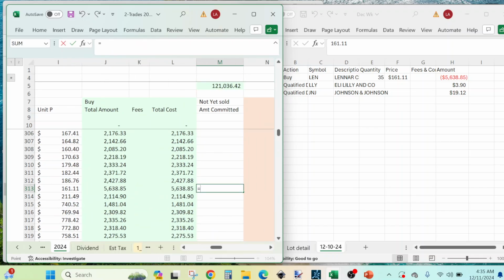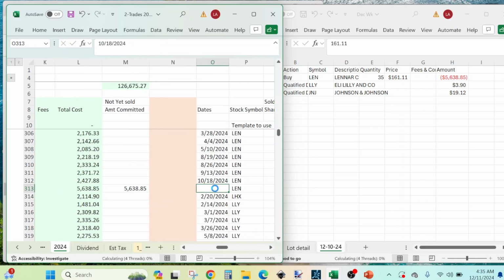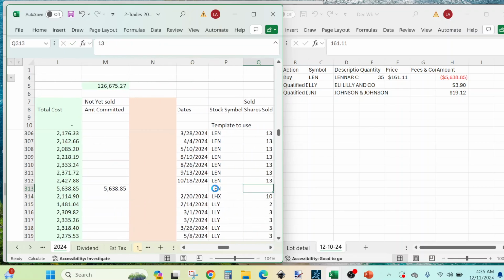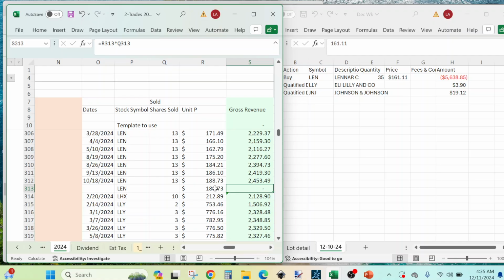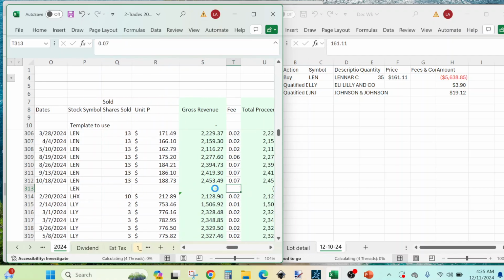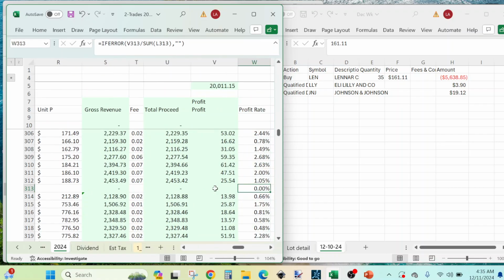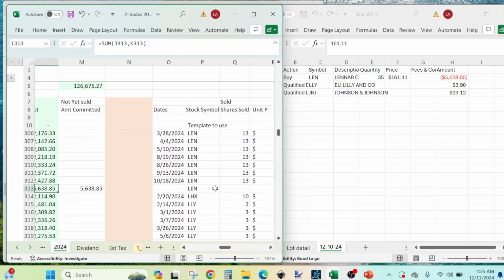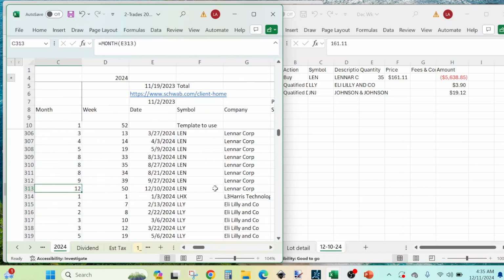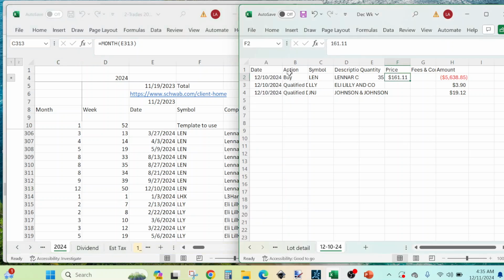And we are going to add that amount as a commitment, and we'll clear the sell section until we sell it. Because we do pull reports from this section, we do not want that to be affected. Since we didn't sell it, we don't want to have anything there formula wise that would affect it. So that is done.